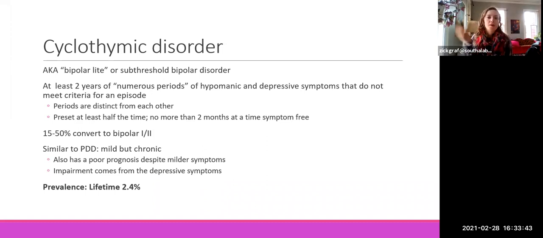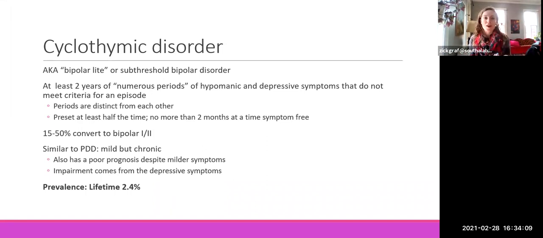One or the other, hypomania or depression, has to be present for at least half of that 2-year period, and the person can't be asymptomatic, symptom-free, for more than 2 months. In many cases, people with cyclothymic disorder eventually convert to bipolar 1 or bipolar 2 disorder, but the number of people who convert is actually not super clear. And there's lots of reasons for that.